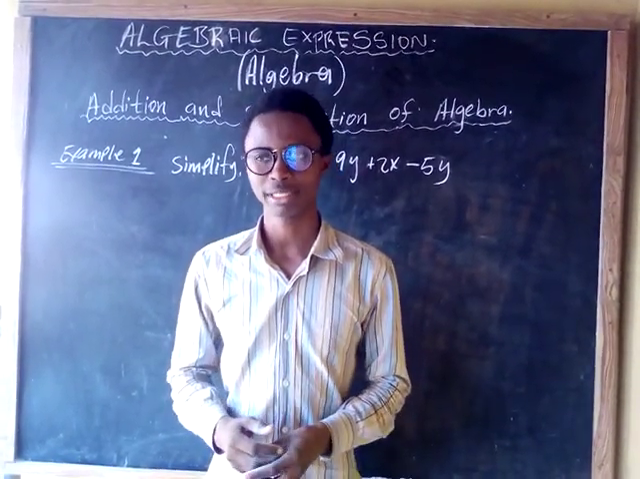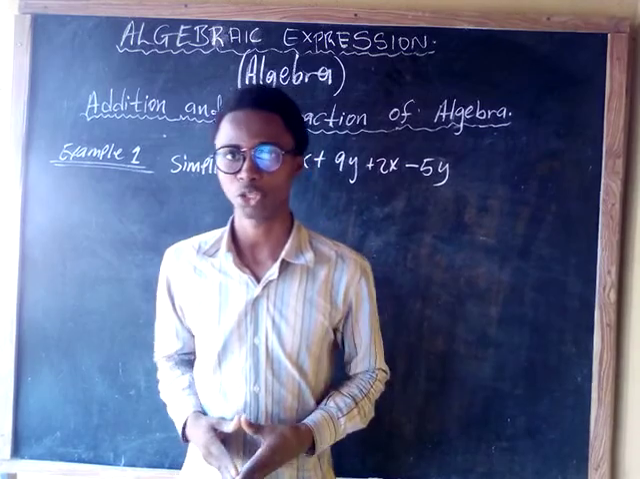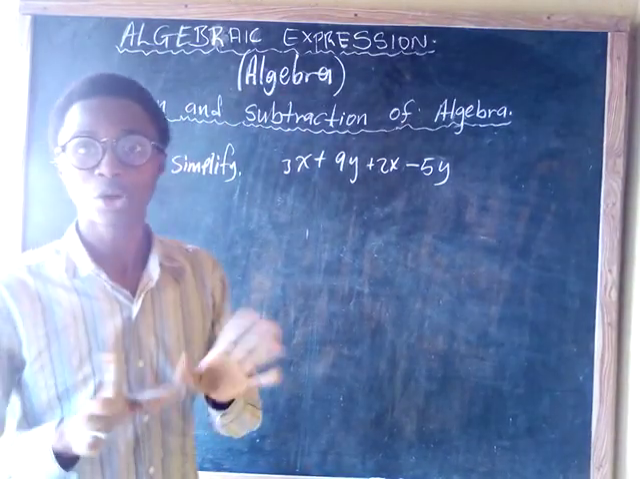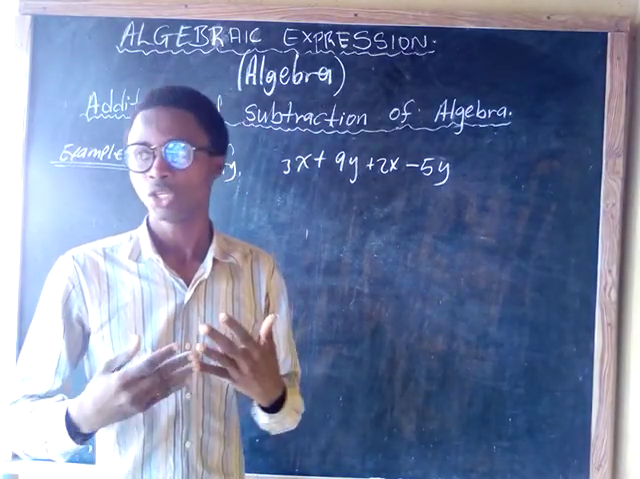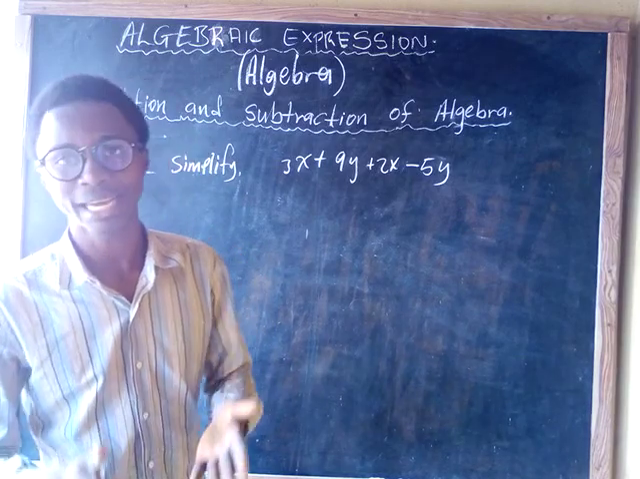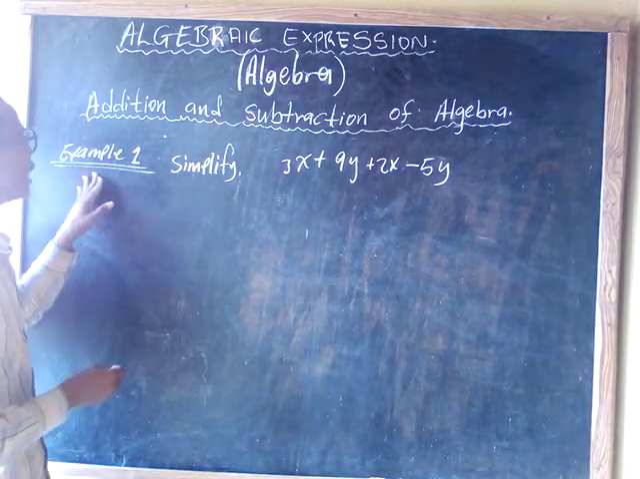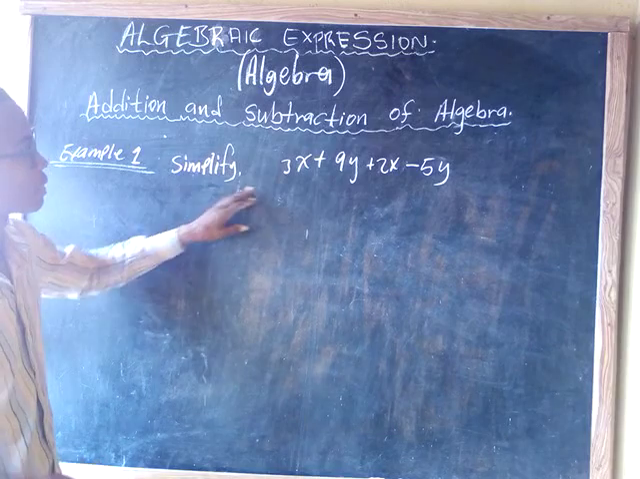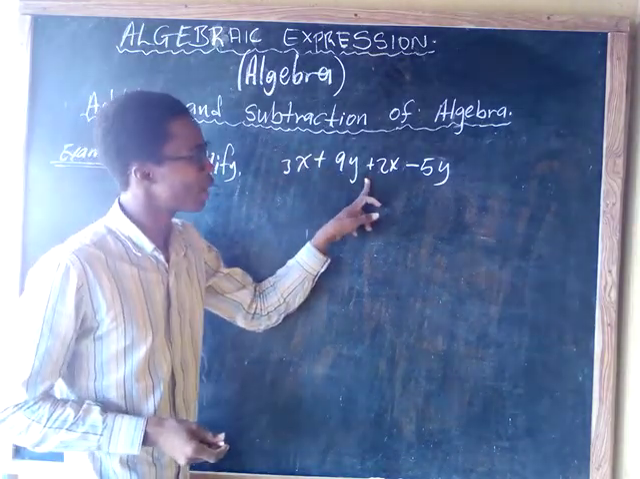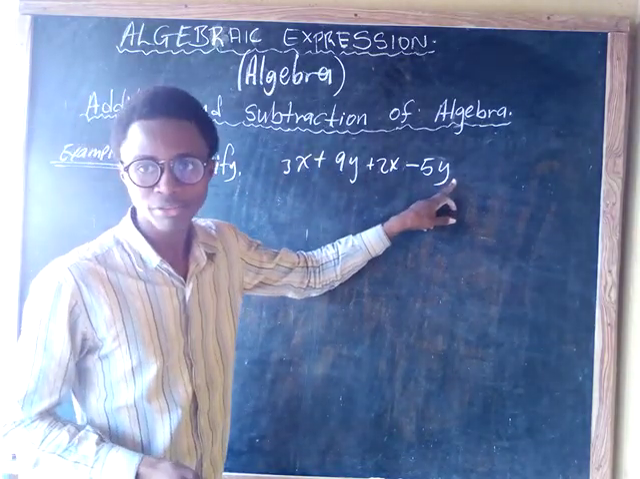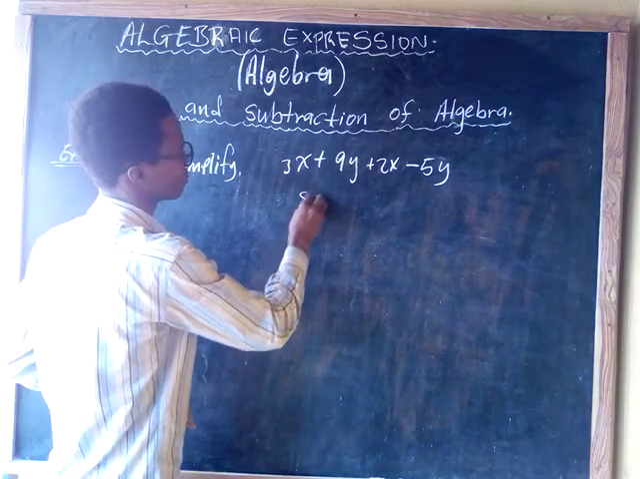Now we move to the first example in addition and subtraction of algebra. Remember, with all the explanation that I've just given you, you're able to solve any kind of example. Now we are going to apply them. Example 1: simplify 3x plus 9y plus 2x minus 5y. Solution.